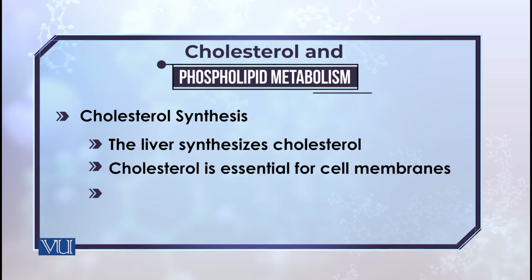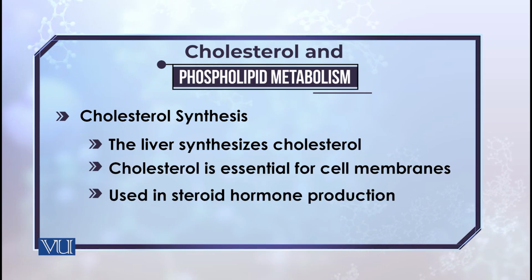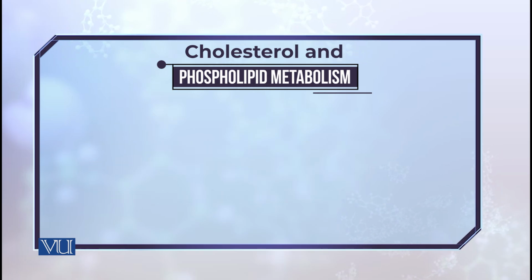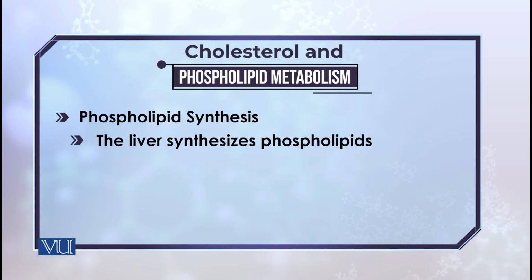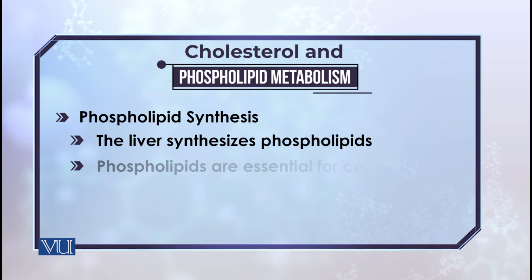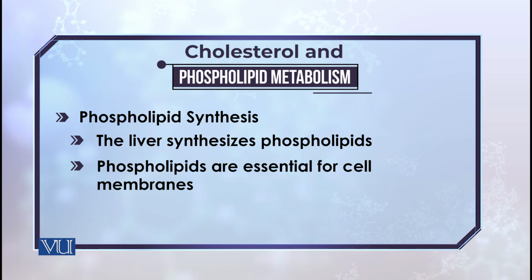One of the most important functions of the liver as far as the metabolism of lipids is concerned is that it is involved in the synthesis of cholesterol. You know, cholesterol is a very important component of your cell membrane. It is used as a steroid hormone, and of course it's a very important component of your bile. Then the liver is also involved in phospholipid synthesis. The phospholipids again are very important components of the cell membranes.